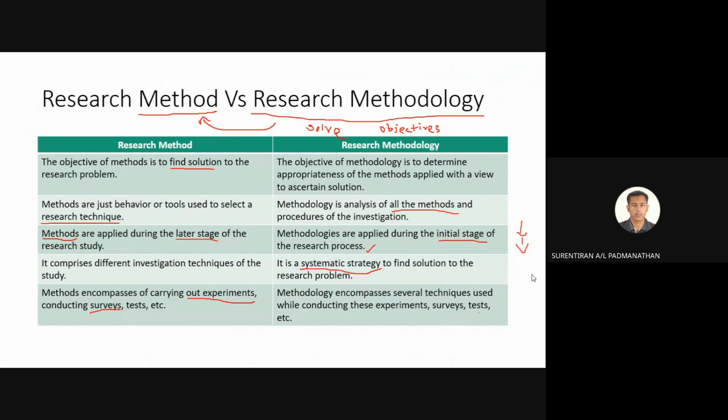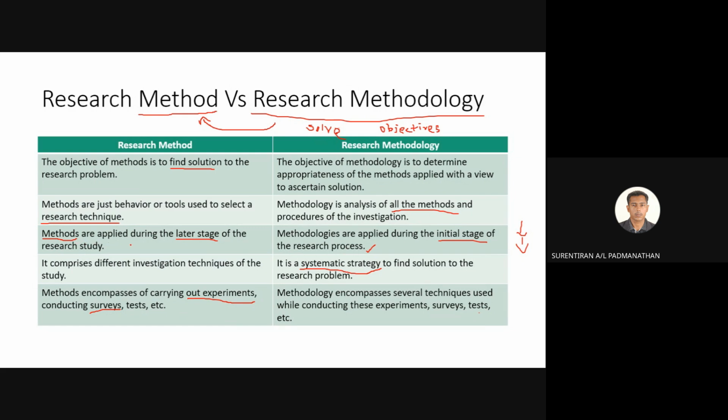So this is what research methodology is, right? Okay. So, research method and research methodology. These are the differences. The method is very specific. The methodology is the overall picture of your project, the flow of your project. Methods are just behaviors or tools used to select the research technique. However, the methodology is an analysis of all the methods and procedures of the investigation.